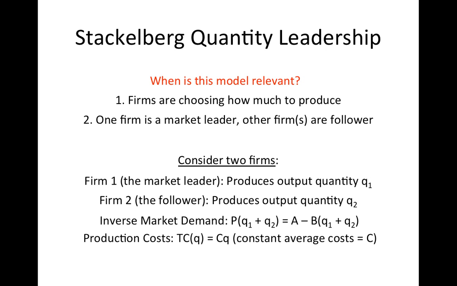We will also suppose that the costs of producing a unit of output are the same for both firms, constant, and equal to C. The problem that we have to solve is, how much output will each firm produce in equilibrium?